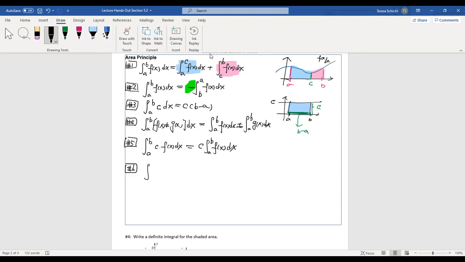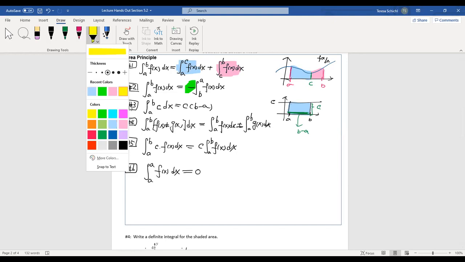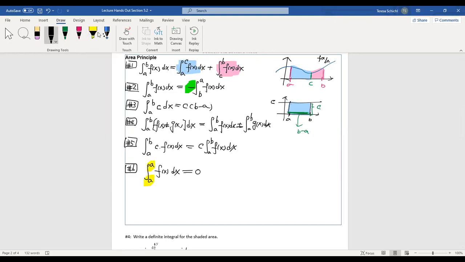Okay, so now let's take a look. If I have the integral from a to a of f of x dx, what is this value going to be? This value is going to be 0. Why is it 0? Because your upper bound is equal to the lower bound. So if this is my f of x function, I'm going from a to a, and I want to find the area. There's no area, because it's just a line. So that's why this is equal to 0.